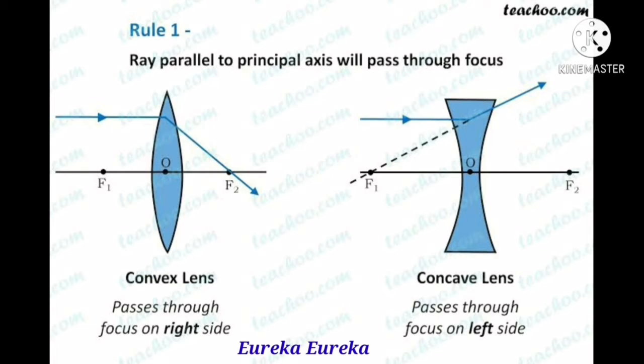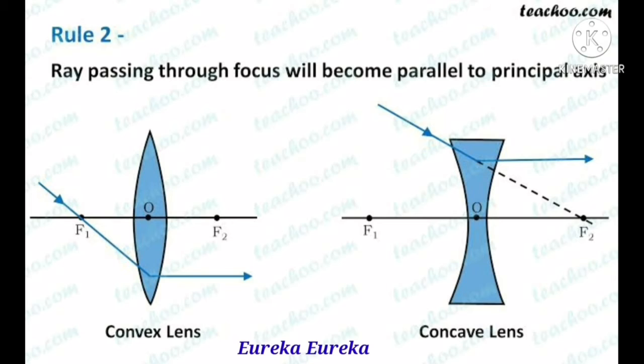ओके, तर first rule is a ray of light, that is the incident ray of light which is parallel to the principal axis, it will pass through the focus. And here in case of convex lens it passes through the focus on the right side, whereas in case of concave lens it passes through the focus on the left side.